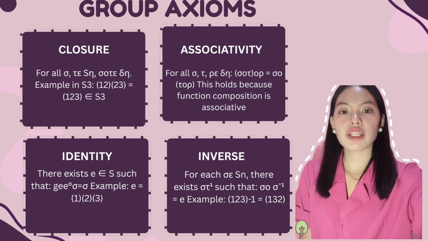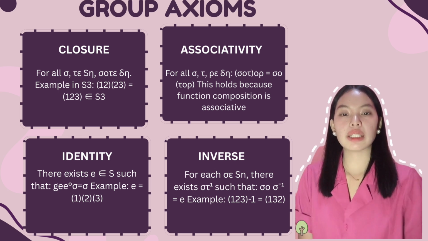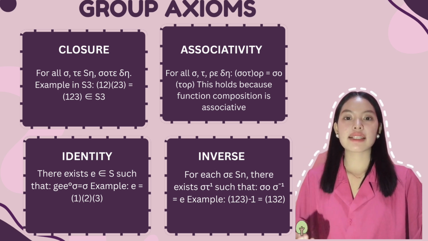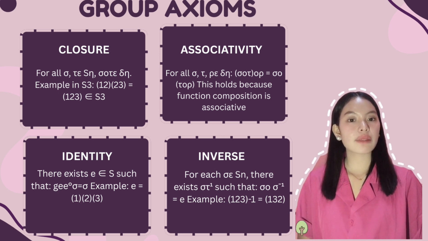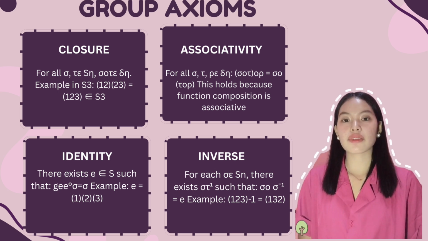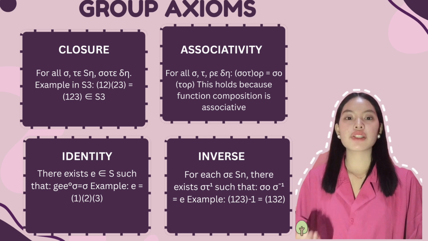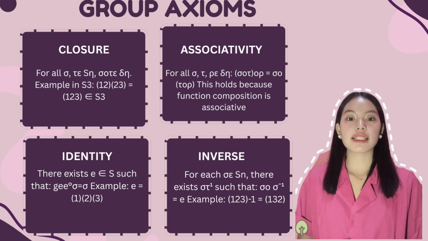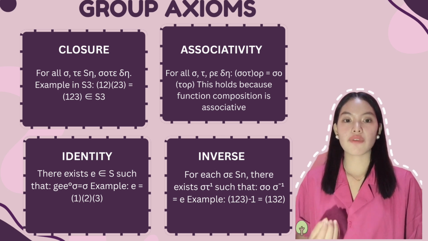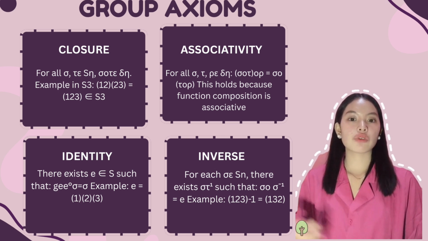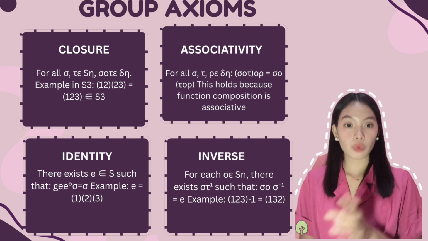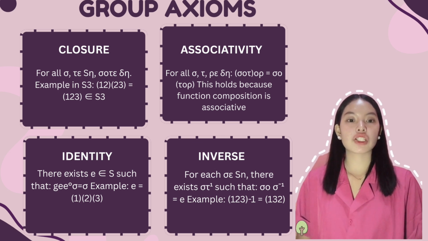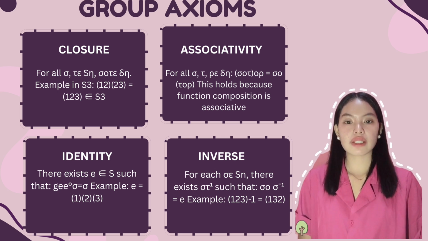The last property is what we call the inverse property. For each sigma in S sub n, there exists an inverse of sigma such that sigma composed with its inverse equals the identity. For example, the inverse of (1 2 3) is (1 3 2). So every permutation has an inverse that undoes its effect. For instance, (1 2 3) rotates elements forward, so (1 3 2) rotates them back. Composing them gives the identity permutation E. So this satisfies the inverse property.